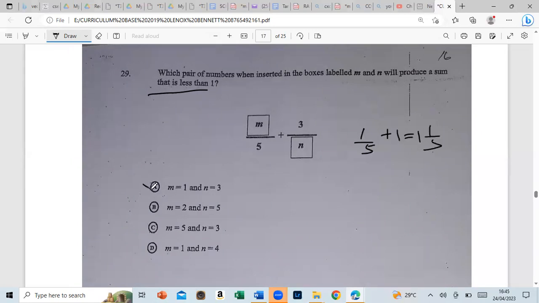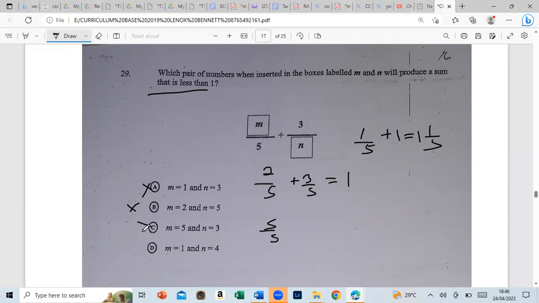I was doing this in class, and it never went so well with my students. Alright, so let's try this one. So it will be 2 fifths and N is 5, plus 3 fifths. That will give us exactly 1. So it's not less than 1, so we can eliminate this. And this one says 5 over 5, that is 1 already. So we can eliminate C.